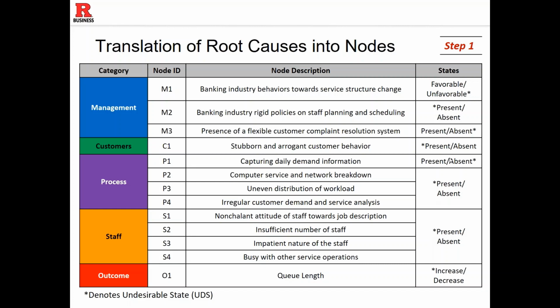And usually a binary set of states works really well for problems like this. But I'll transition here. Obviously, for the outcome node, the undesirable state is an increase in Q length and not a decrease. So we want to make sure that we're understanding why the Q length was increasing. And if there's a decrease in Q length, that will be helpful also. But we'll know what nodes and variables are critical to an increase in Q length as a result of these exercises.